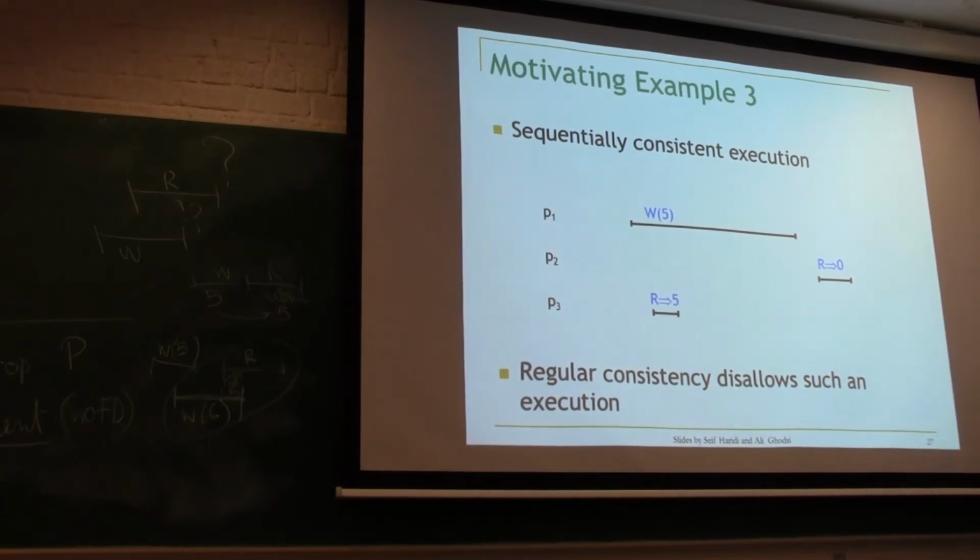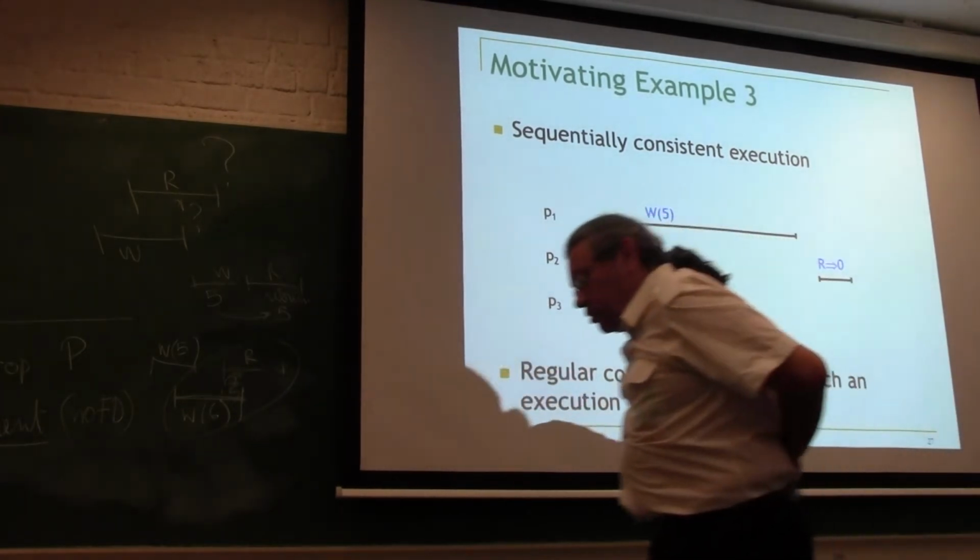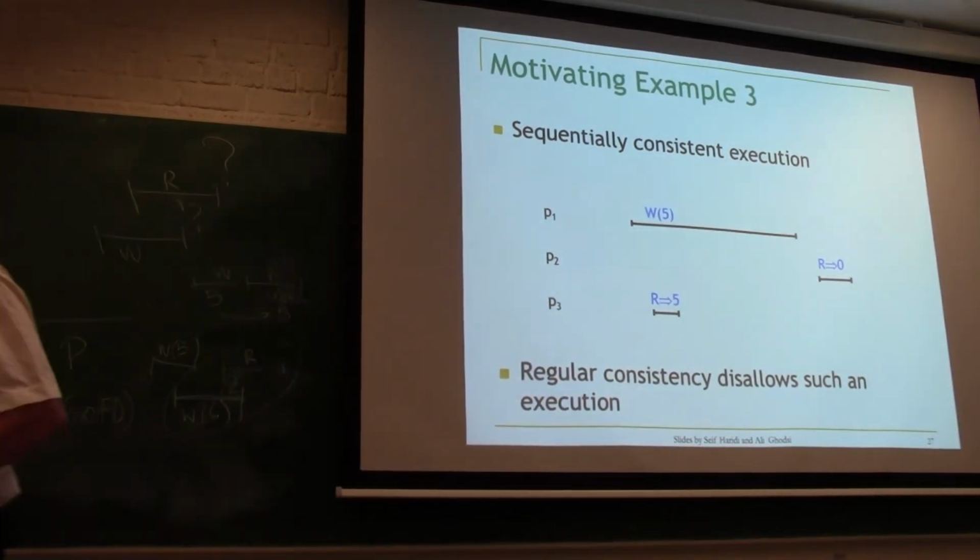So that's kind of weird, huh? You might think regular is always weaker, but it's not always weaker somehow. It's just different. Okay. So those are the three levels, and linearizable is the strongest.